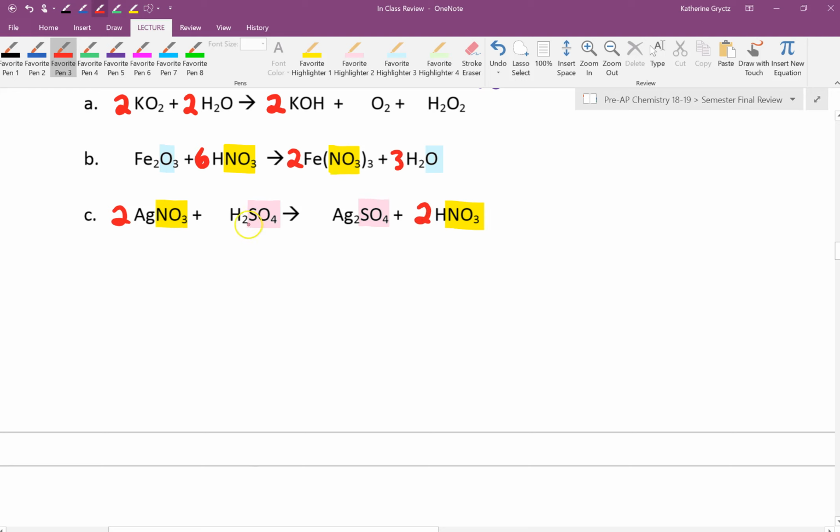Okay, then I'm going to do my H's, and I've got 2 H's on the left, and now I have 2 H's on the right. And then my pinks, my SO4s, are already balanced. Okay, so come up with a way that you can go through and balance these guys.